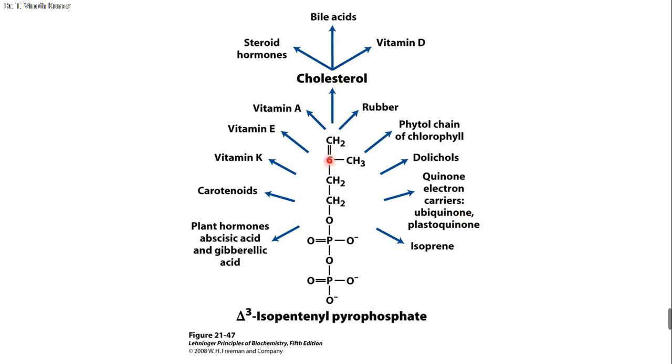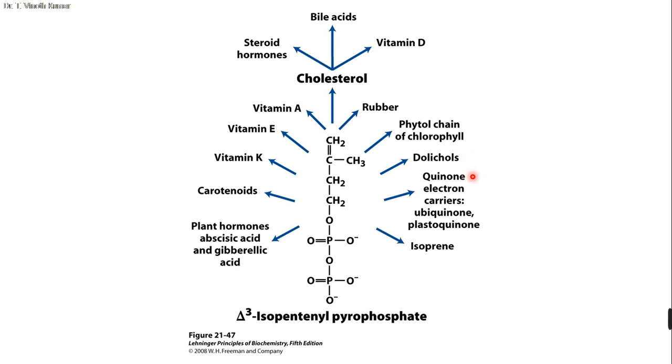This is further detail. For cholesterol, you can see this is the backbone: delta 3 isopentenyl pyrophosphate. This is the fragment that is polymerized to cholesterol. We already had an in-depth study of the biosynthesis of cholesterol. This is also used in the synthesis of rubber, the phytol chain of chlorophyll, and dolichol phosphates.